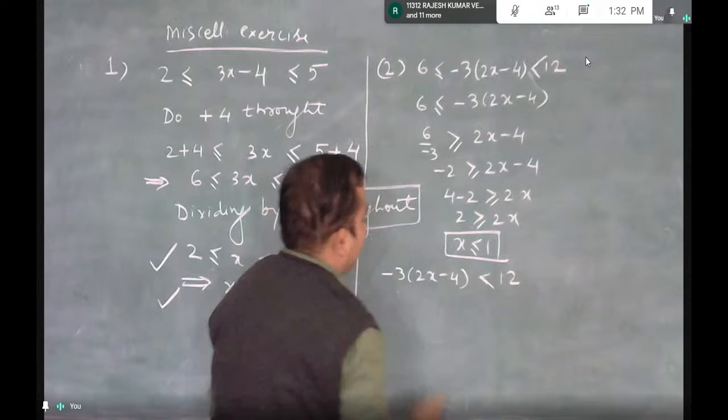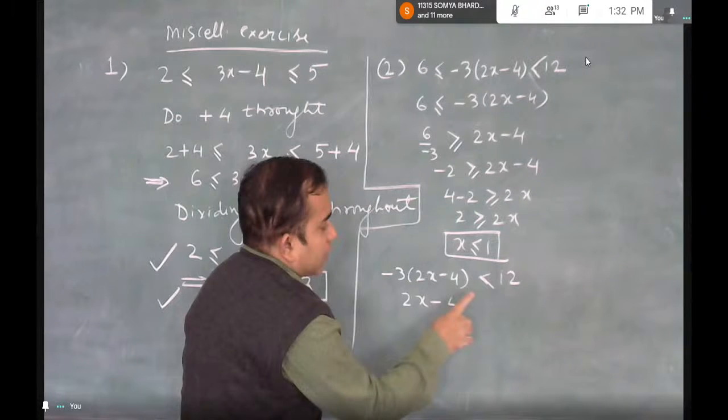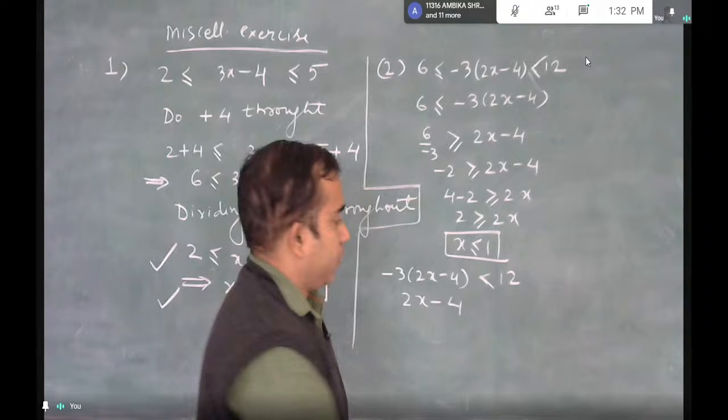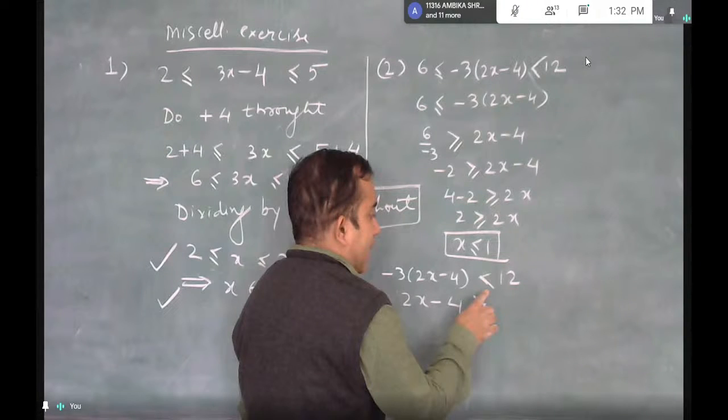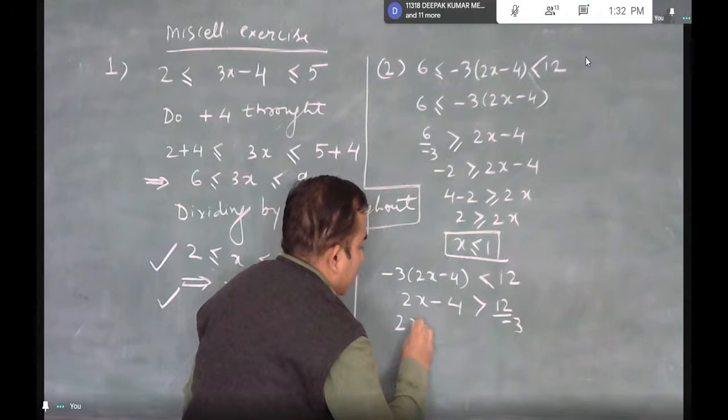Divide by minus 3 on both sides, it will give you 2x minus 4. The sign of inequality will become reversed. Why? Because you are dividing by a negative number. So this will be greater than, right? It was less than, it will become greater than 12 upon minus 3, which means that 2x minus 4 is greater than minus 4.